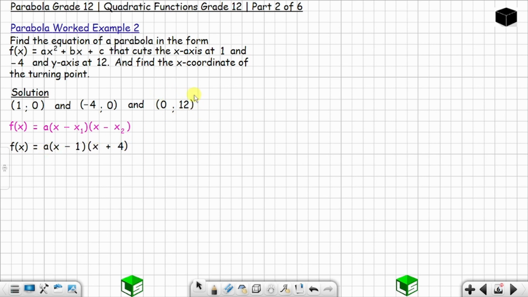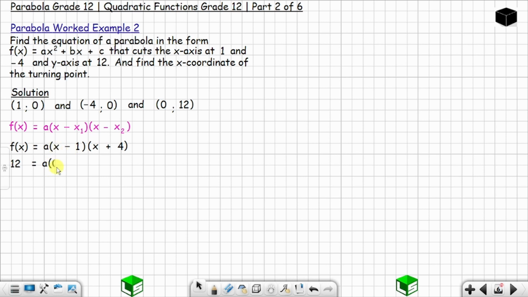So I can use this one. My x coordinate is 0 and my y coordinate is 12. So f of x is y and my y coordinate is 12. So you have 12 is equal to a. You substitute 0 wherever you see x. There's x, there's x. Your x is 0. You are going to substitute 0 wherever you have x.